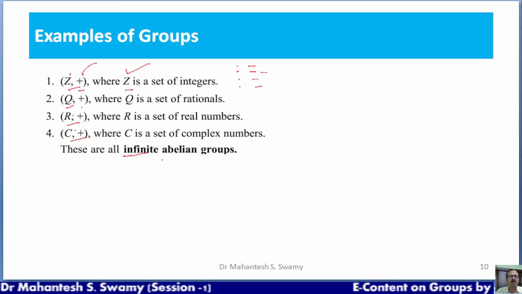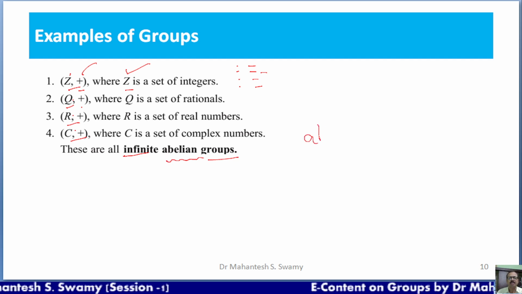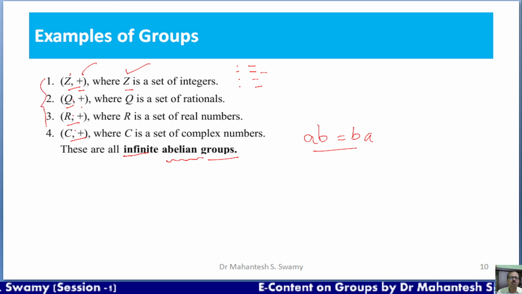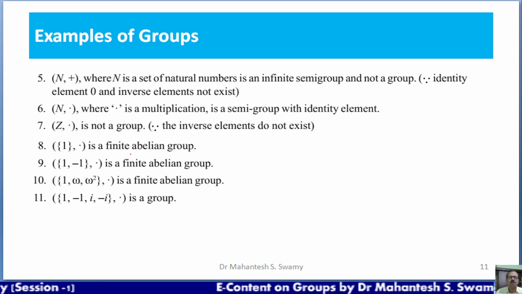Therefore, the groups are infinite groups, and they are abelian groups under addition because they satisfy this property, that is AB is equal to BA. You should understand that A star B equals B star A. So this property is also satisfied in each of these examples. Therefore, these are called abelian groups, and since they have an infinite number of elements, we call them infinite abelian groups.